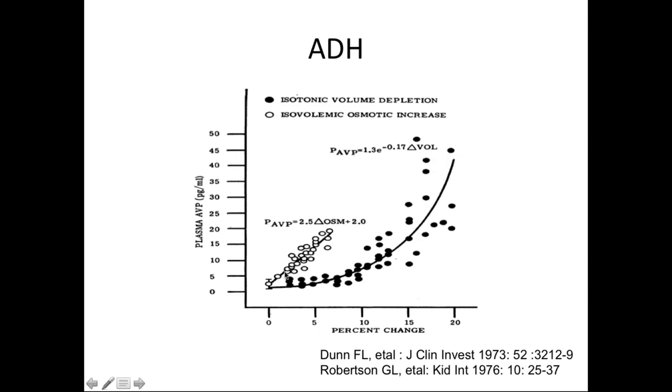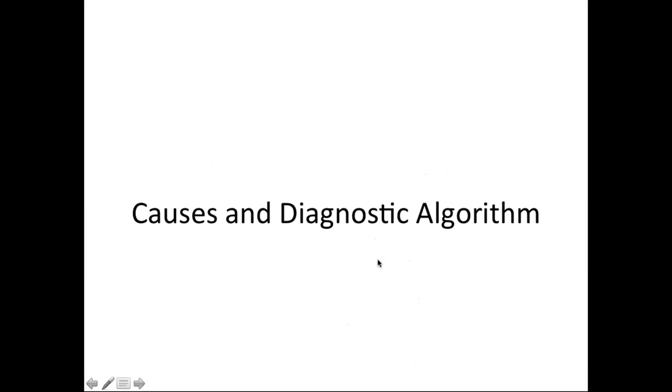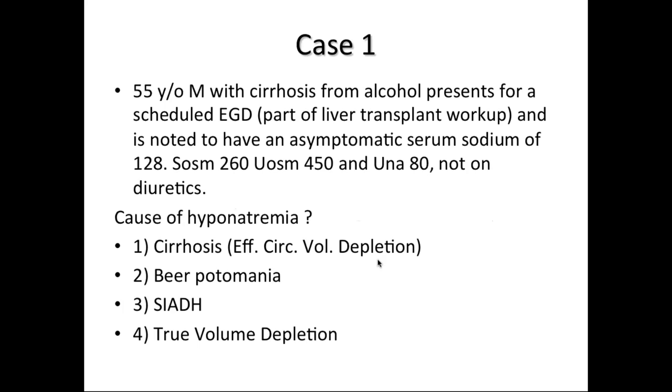In contrast, when you have isotonic volume depletion, for the first 5 to 7 to 10%, there is absolutely no change in ADH. ADH goes up as a last-ditch effort to save the organism once the volume goes below 7 to 10%, and then there is an exponential rise in ADH. So that is going to the basics, and now we'll start with causes and the algorithm that I follow for hyponatremia.